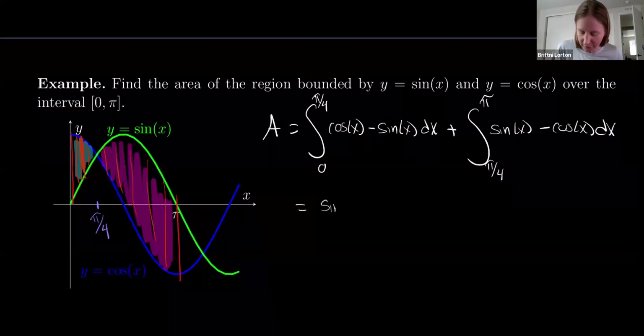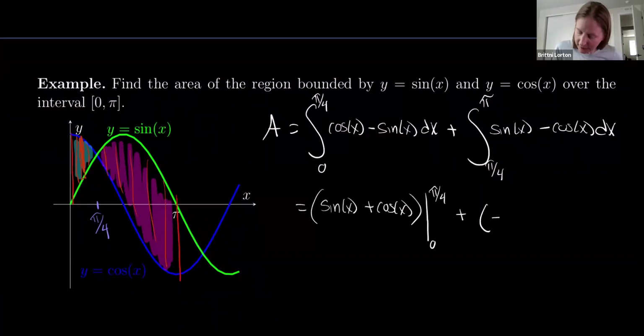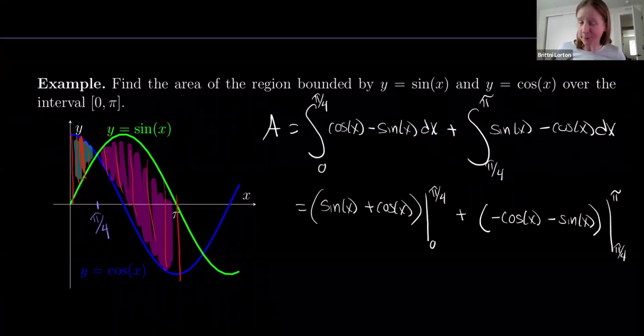The antiderivative of cosine is sine. The antiderivative of sine is negative cosine, but I already have a negative, so I'll have a negative cosine, and that's the one I would need to evaluate from 0 to pi over 4, plus the antiderivative of sine is negative cosine of x minus, and then the antiderivative of cosine is just sine, evaluated from pi over 4 to pi. A bit tricky, so be patient with yourself.